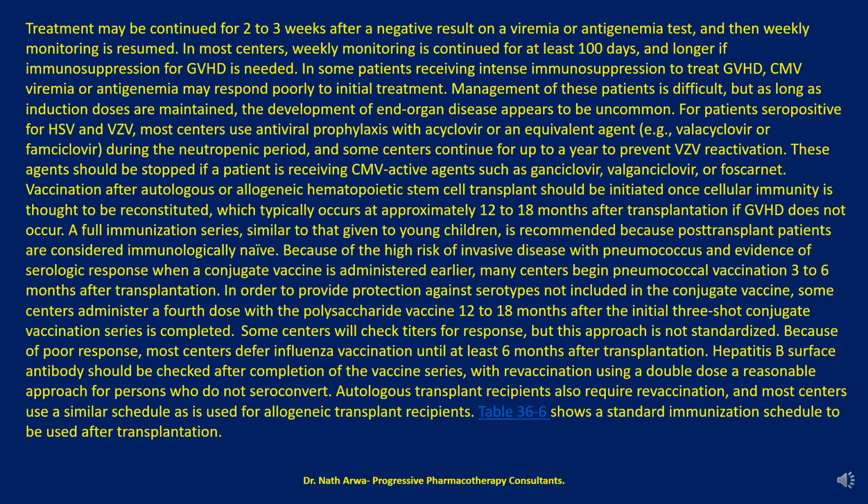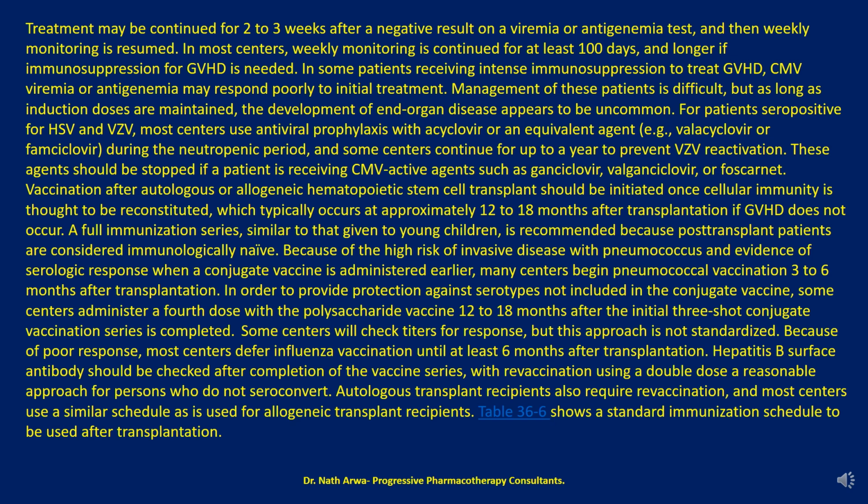Vaccination after autologous or allogeneic hematopoietic stem cell transplant should be initiated once cellular immunity is thought to be reconstituted, which typically occurs at approximately 12 to 18 months after transplantation if graft versus host disease does not occur. A full immunization series, similar to that given to young children, is recommended because post-transplant patients are considered immunologically naive.